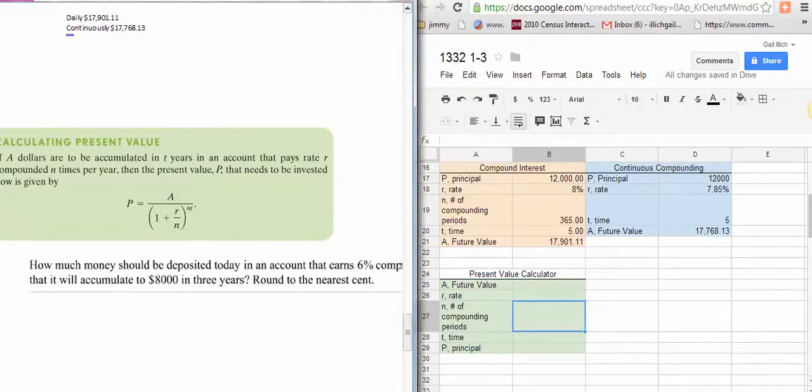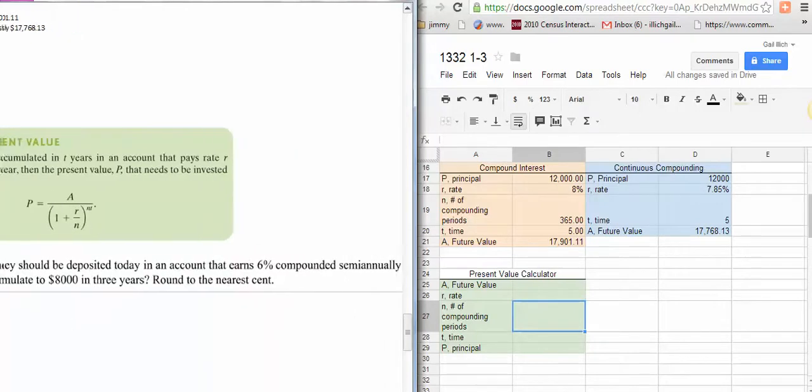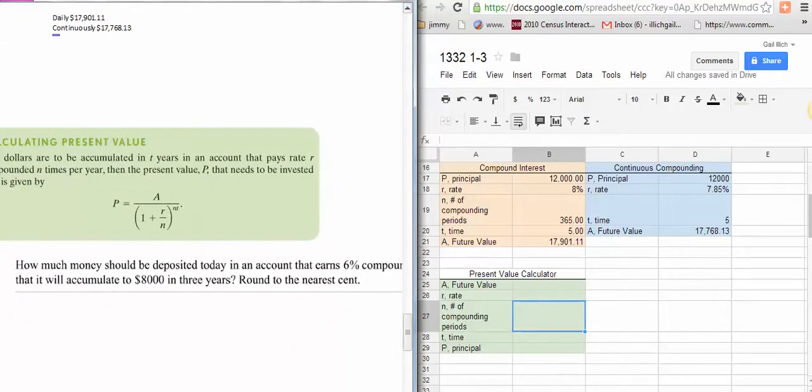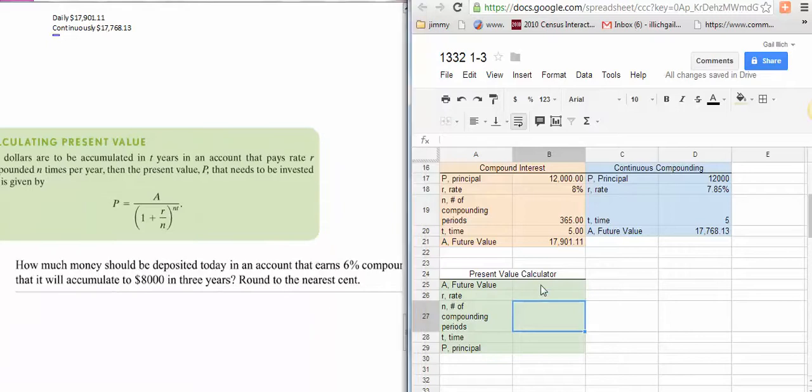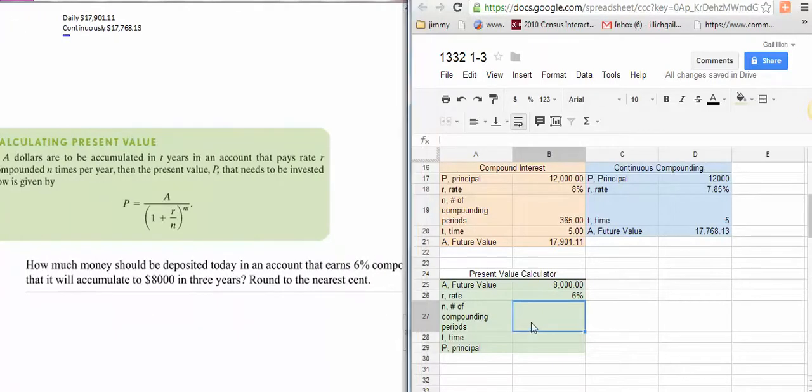It says, how much money should be deposited today in an account that earns 6% compounded semi-annually so that it will accumulate to $8,000 in 3 years. All right, so we want to end up with $8,000. That's our A, that's our future value. Our interest rate is 6%. They are compounding it semi-annually, which is twice a year, so I'll put a 2 in there. And the time is 3 years.